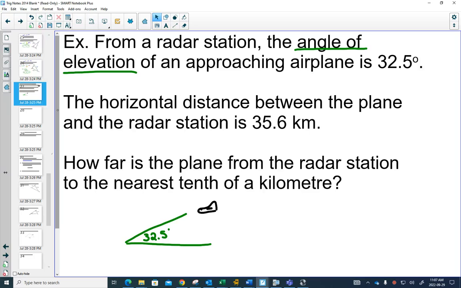I look like a little airplane? Maybe it needs bigger wings. There we go. There's our airplane. Can you see that this makes a right angle triangle?